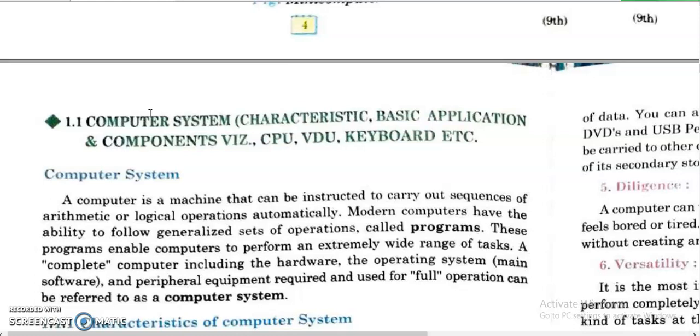And in our next class, we'll study the computer system, its characteristics, the basic applications and components like CPU, visual display unit, keyboard, etc.